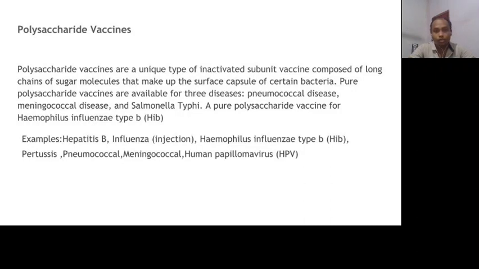So examples of polysaccharide vaccines are hepatitis B vaccine, then influenza, then Haemophilus influenzae type B, pertussis, pneumococcal, meningococcal, human papillomavirus. Against all these, hepatitis B virus, influenza virus, and all the other pathogens present in these examples, polysaccharide vaccines are used.